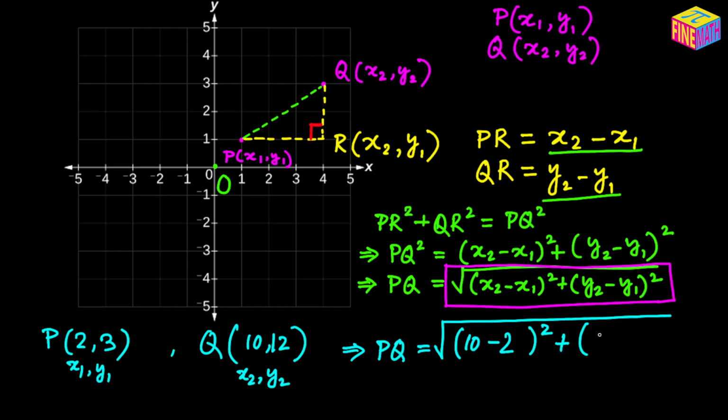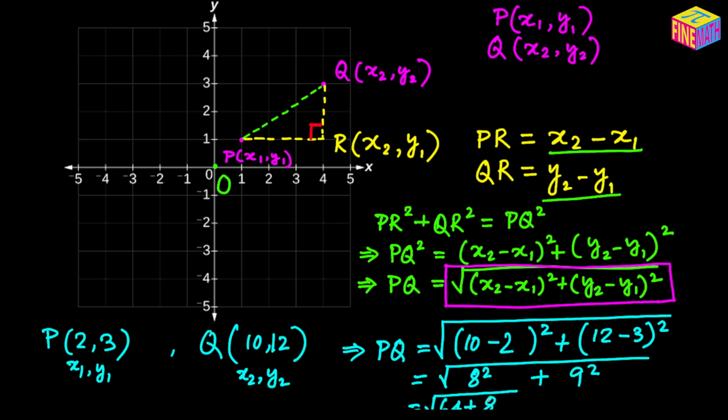So what is y sub 2? That is 12, and minus y sub 1, which is 3, whole square, and that will be equal to the square root of 8 squared, which is 64, plus 12 minus 3, that is 9 squared. So 8 squared is 64, plus 9 squared is 81, and that will be equal to the square root of 145. And you can simplify this, whatever value comes, that will be the distance between P and Q for this particular example.